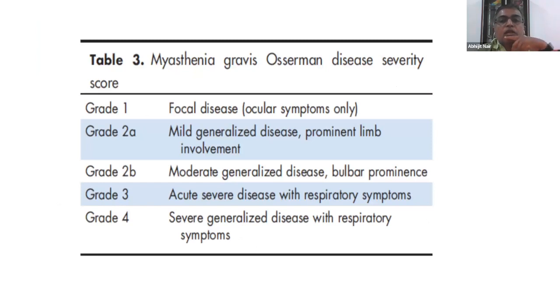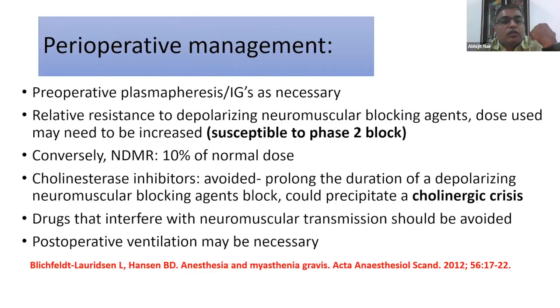So this Osserman disease severity is used to grade the severity of myasthenia, basically to guide us whether the patient will need postoperative ventilation. Any grade above 2 is considered severe, and they should be ventilated postoperatively in the ICU.